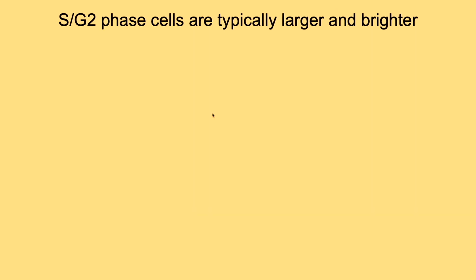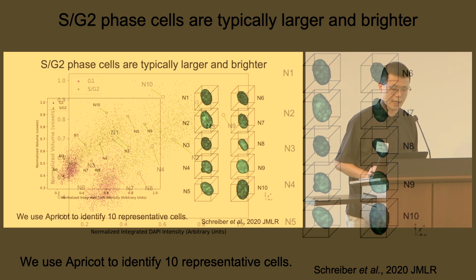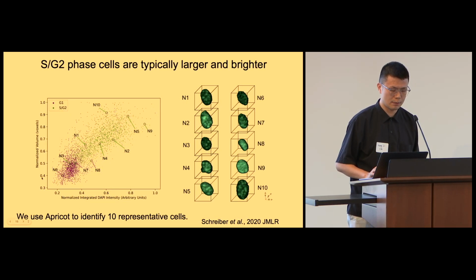And next, I want to show you the dataset we collected. Here are 2 morphology spaces. On the x-axis is the normalized integrated DAPI intensity, and on the y-axis is normalized volume. As you can see, the green cells are SG2 cells, which are typically larger and brighter, and the purple cells here correspond to G1 cells. We use Apricot, which adopts a submodular optimization algorithm, to highlight the top 10 representative cells in this 2-dimensional morphology space. And here are those 10 representative cells we selected.